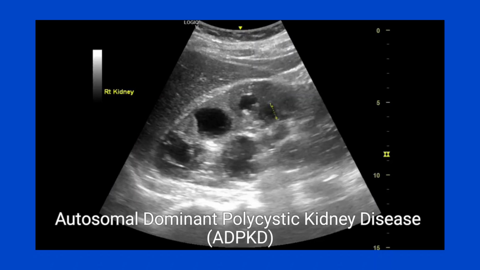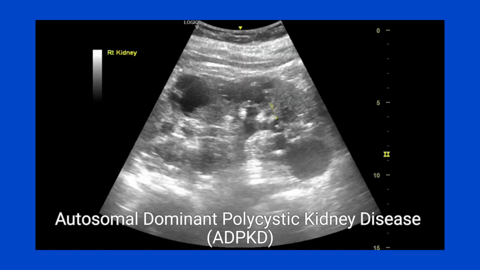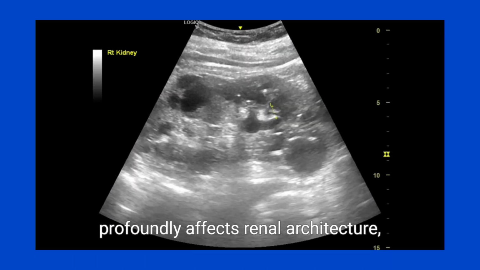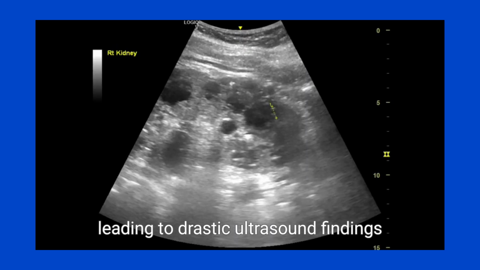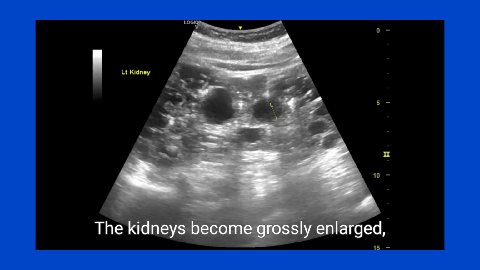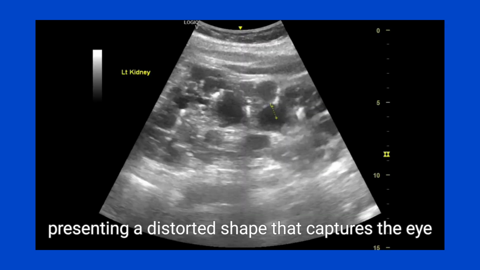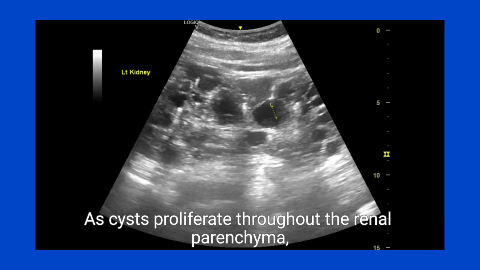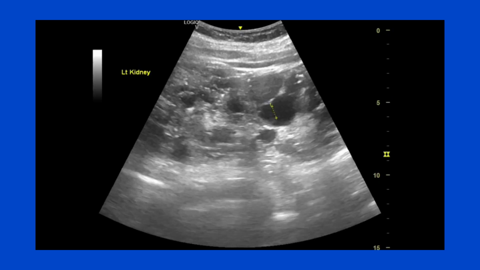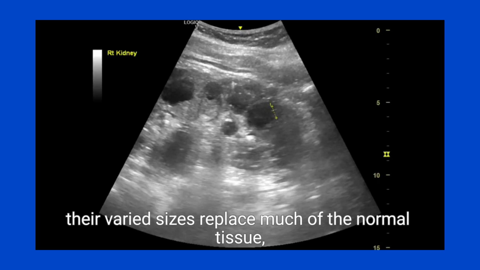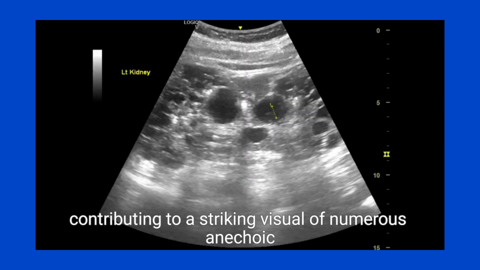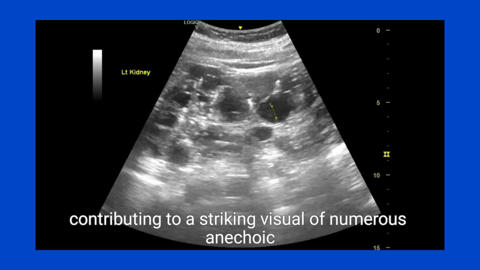Autosomal dominant polycystic kidney disease, ADPKD, profoundly affects renal architecture, leading to drastic ultrasound findings. The kidneys become grossly enlarged, often bilaterally, presenting a distorted shape that captures the eye. As cysts proliferate throughout the renal parenchyma, their varied sizes replace much of the normal tissue, contributing to a striking visual of numerous anechoic cysts.